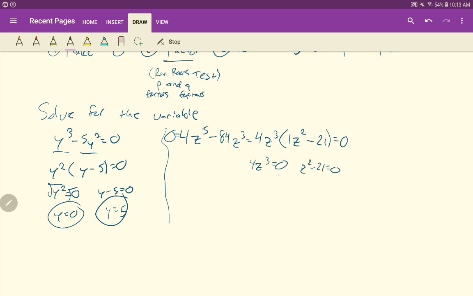Okay, so we'll divide both sides by 4 here. We'll get z cubed equals 0, and then we'll cube root both sides, and we get z equals 0. Now when you cube root, you do not need to put the plus or minus, but again, that would be moot at this point because z is just 0 there.